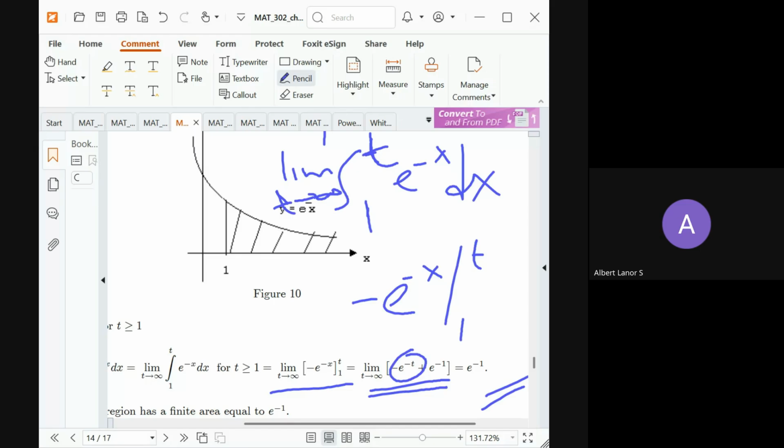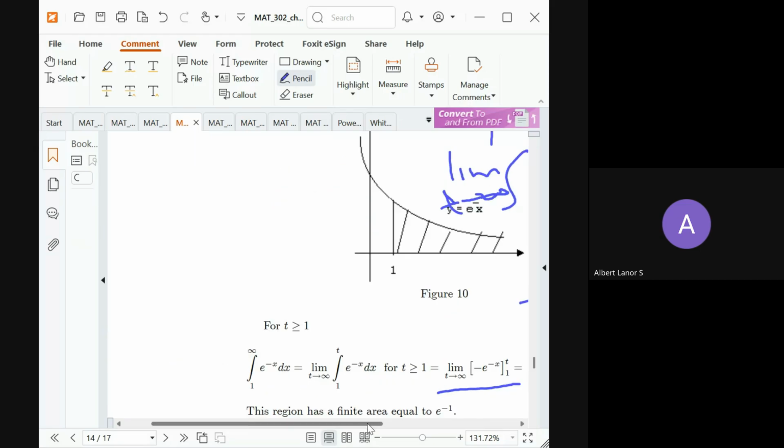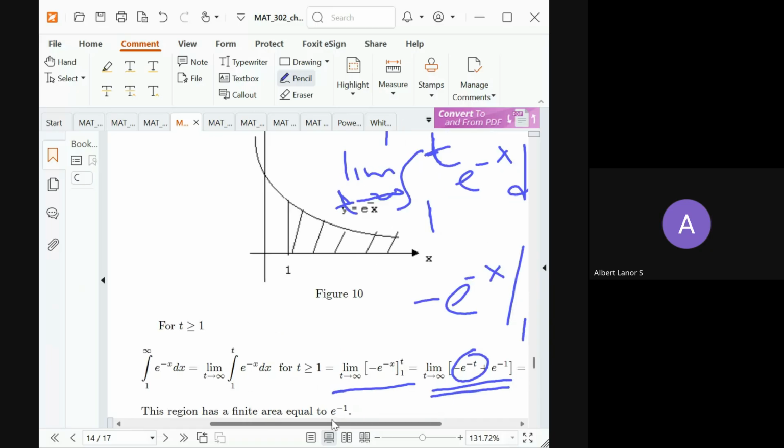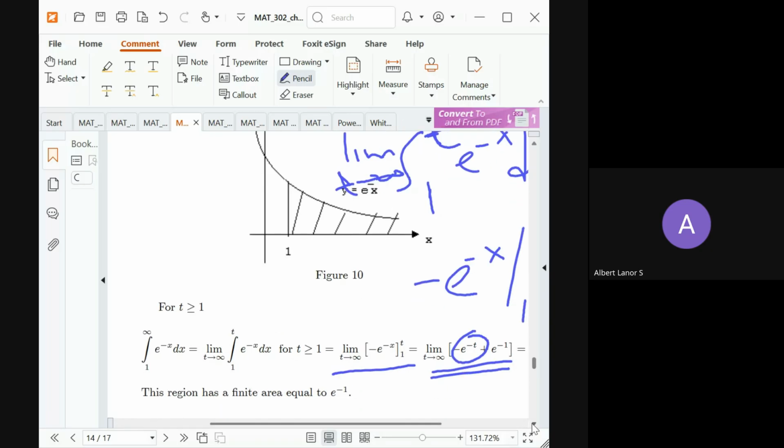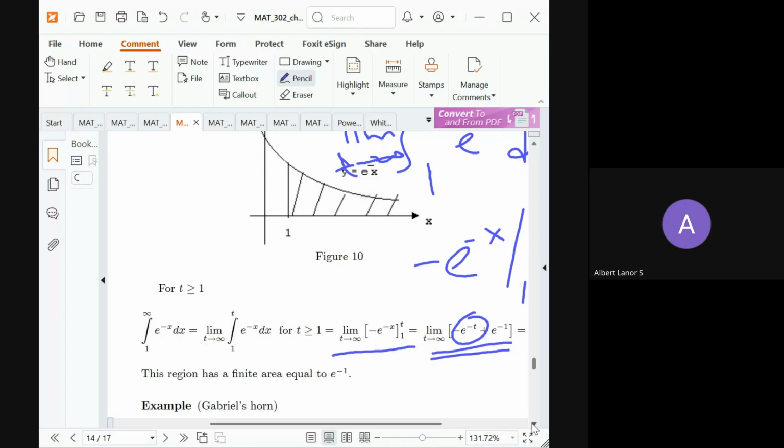Now, e^(-1) is a real number. E to the power minus 1 is a real number. And as you have a real number, it tells you that the function is converging or is finite. It's converging.